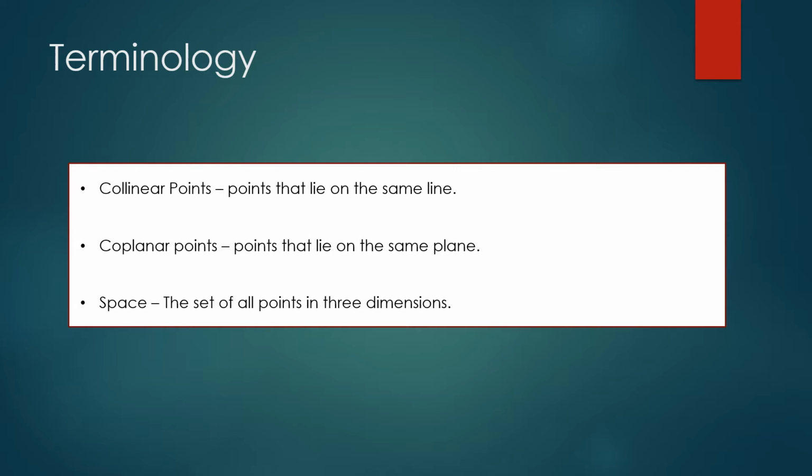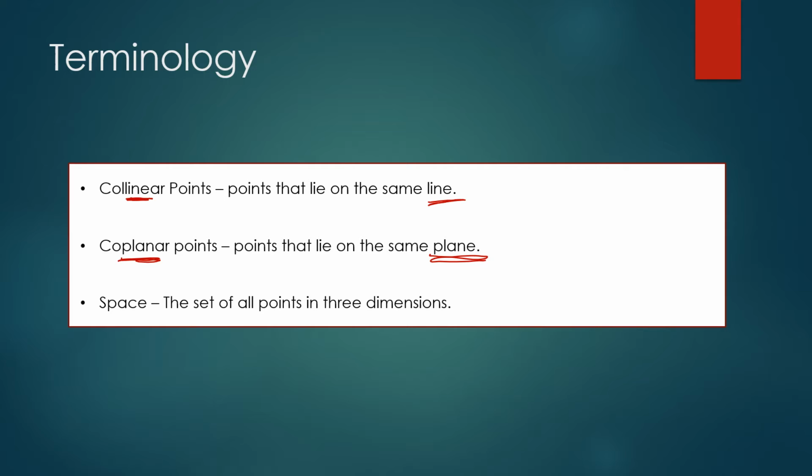On this slide, we have a few more terms. The first one is collinear points. Collinear points are points that lie on the same line. After that, we have coplanar points, and much like collinear points, coplanar points are points that lie on the same plane. So here, collinear, you've got the word line in there. Coplanar, you've got the word plane in there.